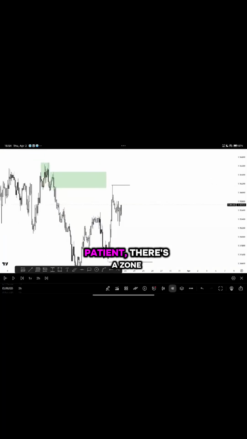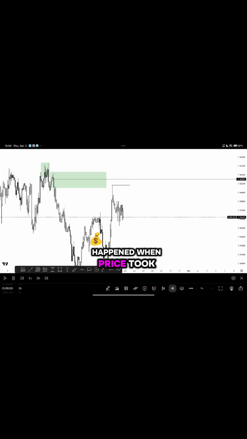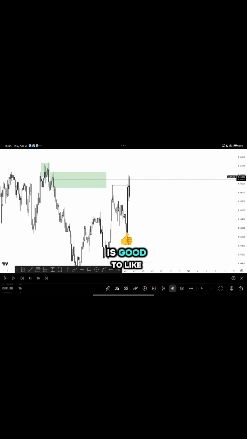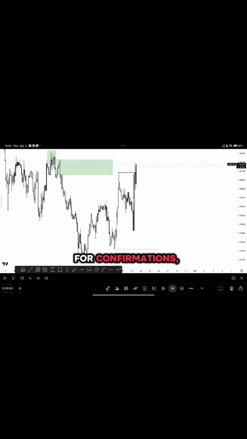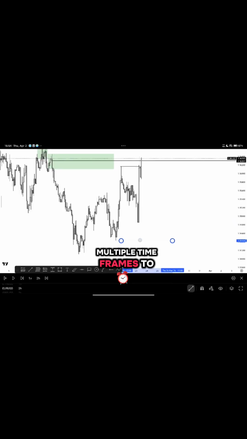But if you want to be patient, there is a zone here too, but I don't recommend that zone. Let's play it and see how it happened when price took out that high. This is why it is good to go to multiple time frames for confirmations. It's very good. I recommend going to multiple time frames to get a clearer view on what is happening.